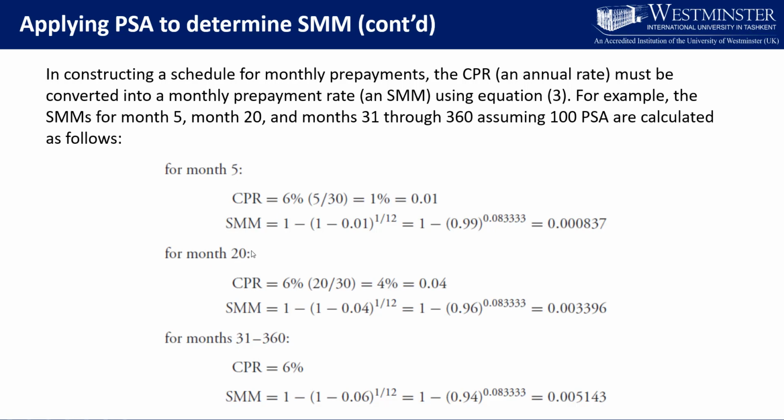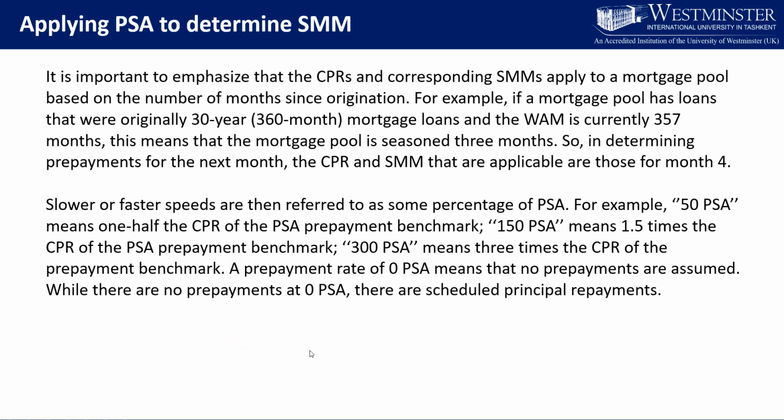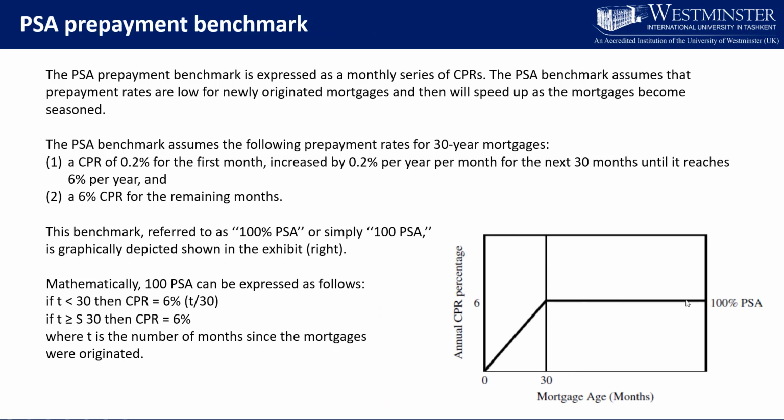For month 20, CPR would be 6% times 20 divided by 30. So it's going to be 4%. And for month 31 to 360, it would stay 6% because if you remember, there's a limit here, right? There's a ceiling. So basically, if T, the number of periods, is less than 30, any number of months between 0 and 30, you can calculate using the formula. And if it's after 30, you just put the limit, whatever limit you had.